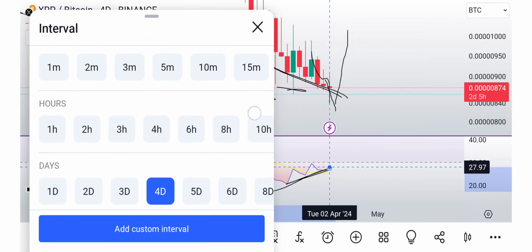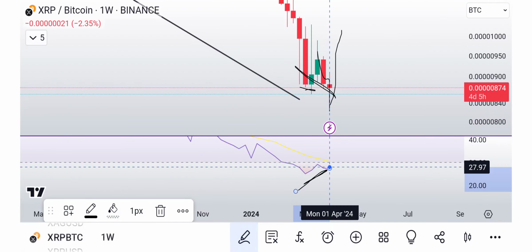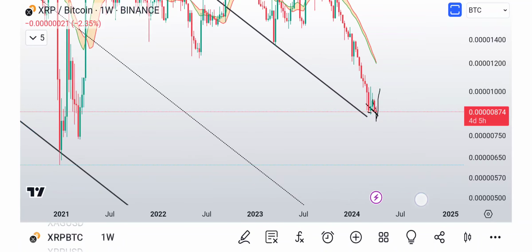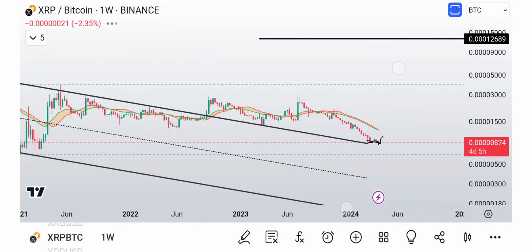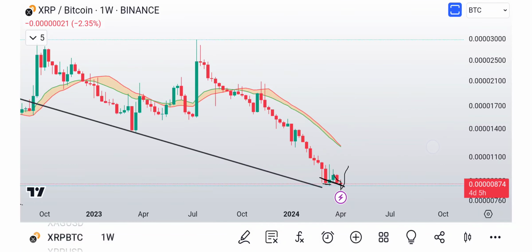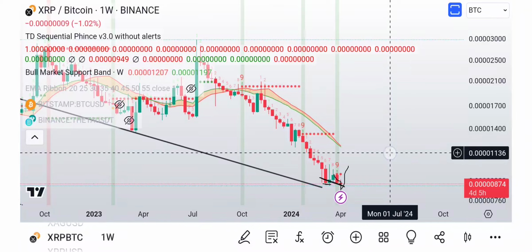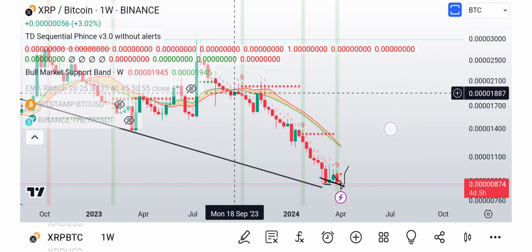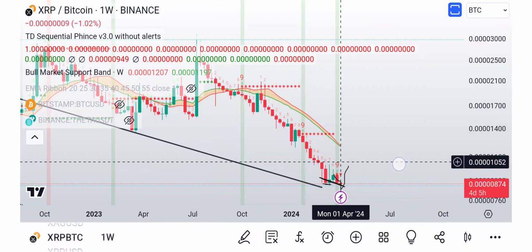So to me, it seems like Bitcoin does need a substantial correction. XRP looks like it needs to finish up that wave E. It needs to continue going down. But if you look at it from XRP versus Bitcoin, it looks to me like a reversal should come pretty soon. I mean, we have 1, 2, 3, 4, 5 waves down.